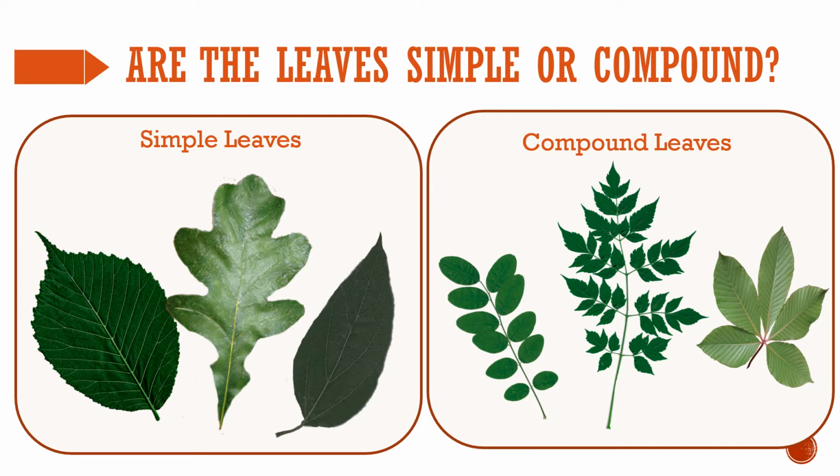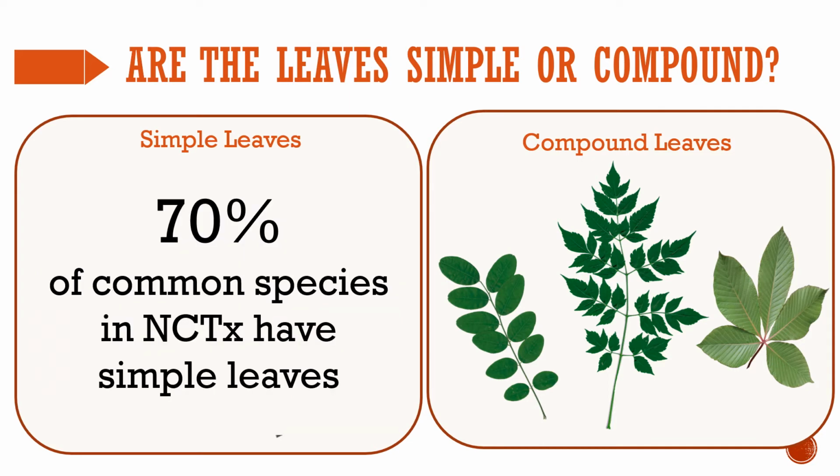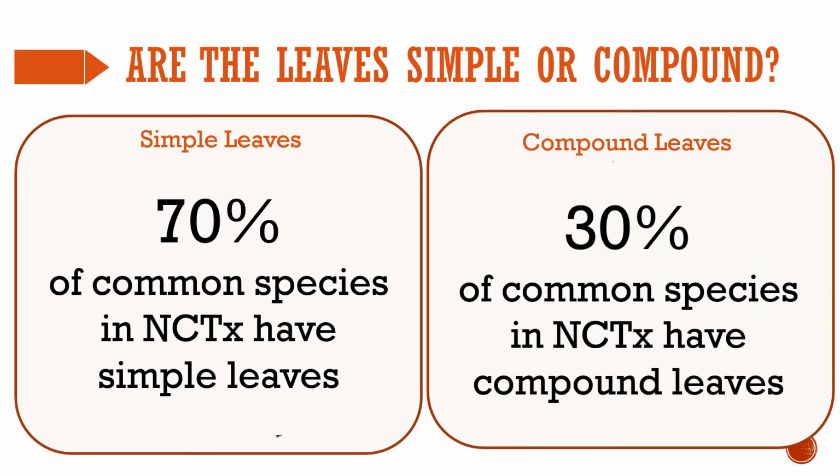The majority of our species, about 70% of them, have simple leaves. Only about 30% are going to have compound leaves. So that's a good hint for you. If you have compound leaves, you've ruled out quite a few of your choices.